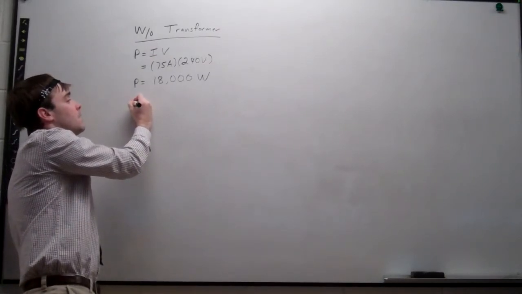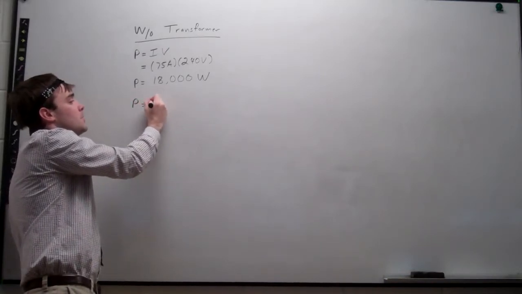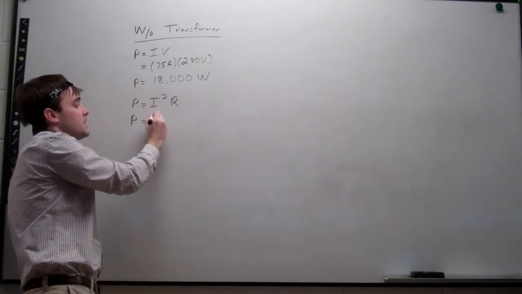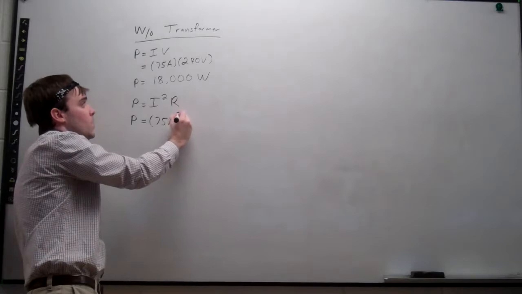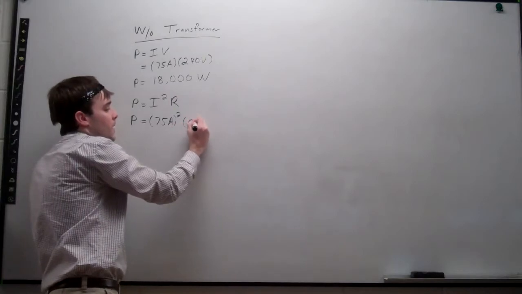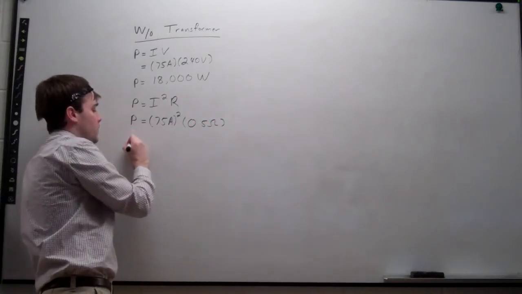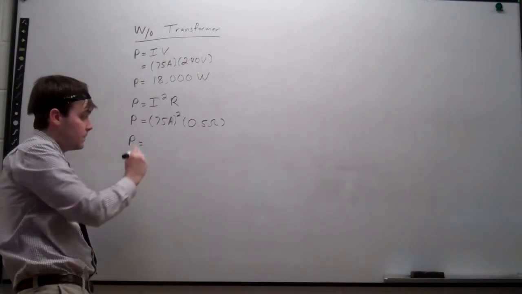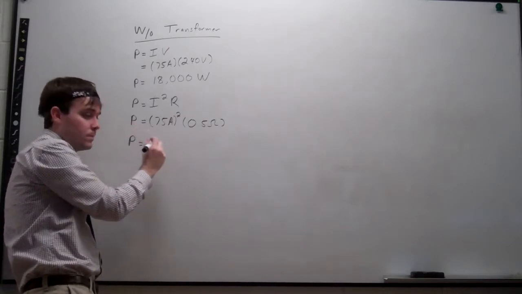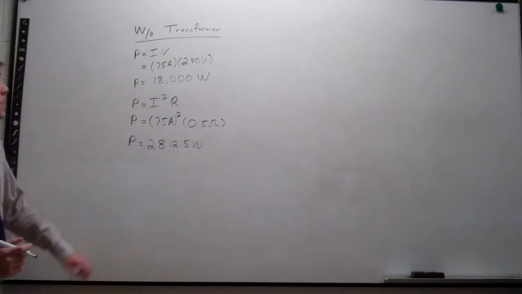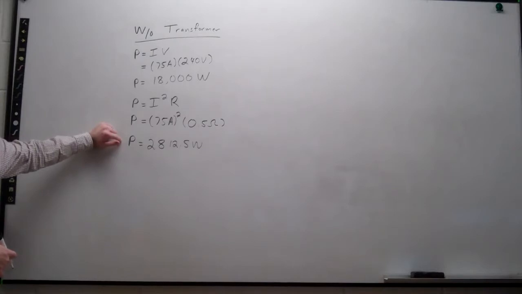Then we have the amount lost, P equals I squared R. So the power lost is 75 amps squared. And what's the resistance in the wire? 0.5 ohms. And what does that equal? 2,812.5 watts. So that's how much power is lost when it's transmitted.